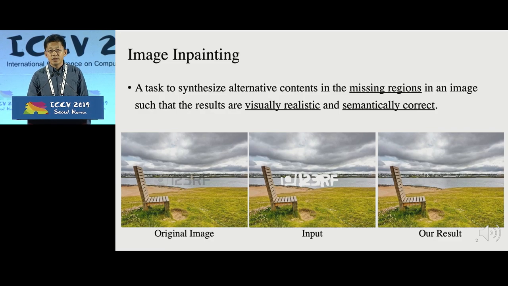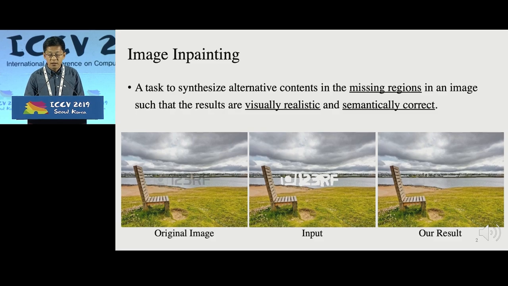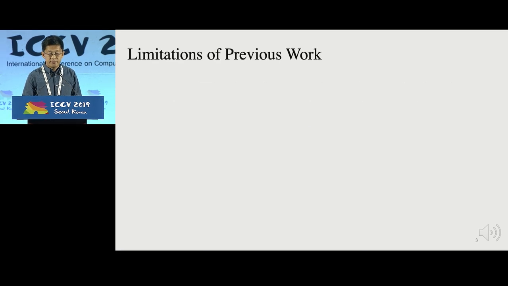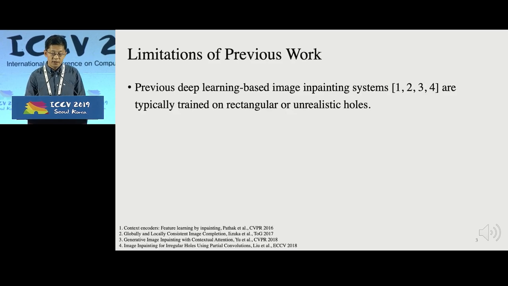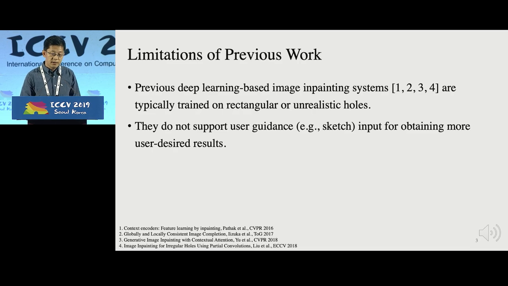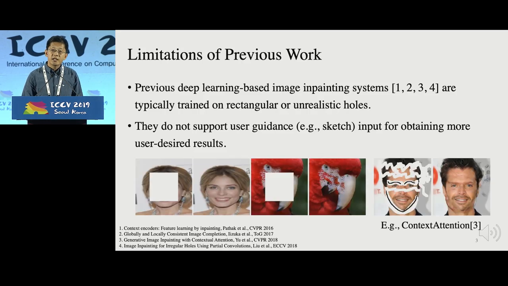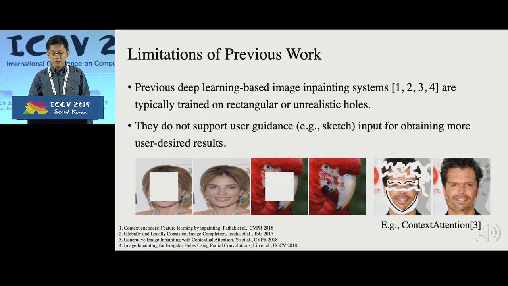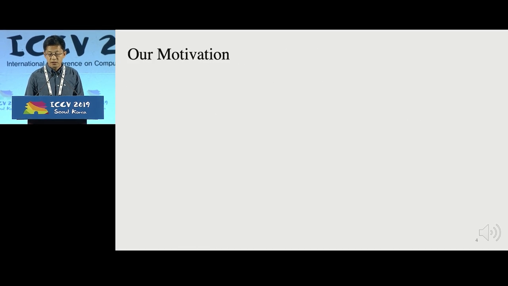As we can see, image inpainting can help us to remove a distracting object, but also can allow users to do creative image editing by retouching the photos. However, there are several limitations in existing image inpainting methods. First, they are often trained on rectangular or unrealistically designed holes. Second, they usually don't support additional user guidance channels like sketch, which can be used to customize inpainting results. For example, the existing state-of-the-art method called the contextual attention model works well on rectangular-shaped holes, but it often fails with artifacts on freeform-shaped holes, as shown on the right.